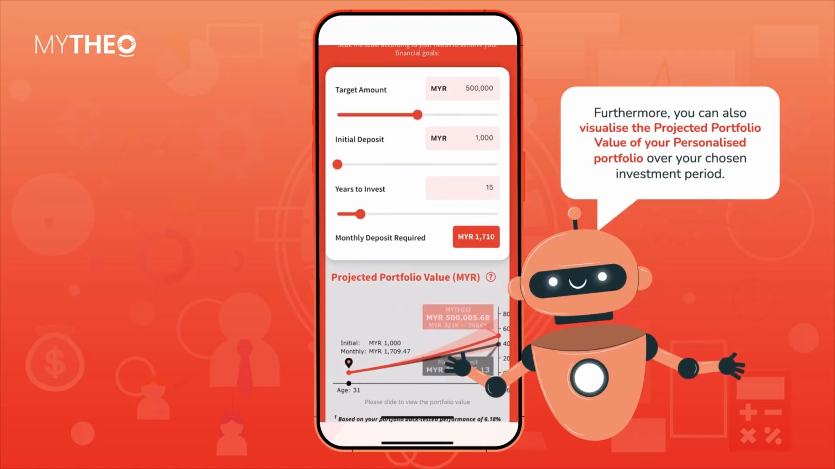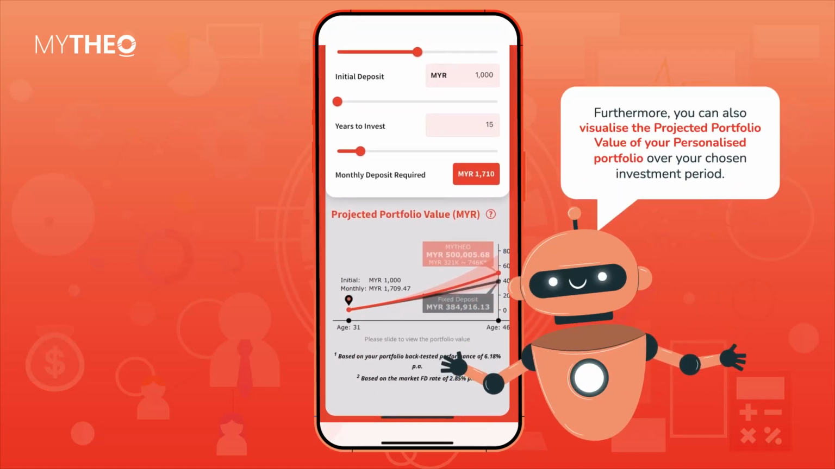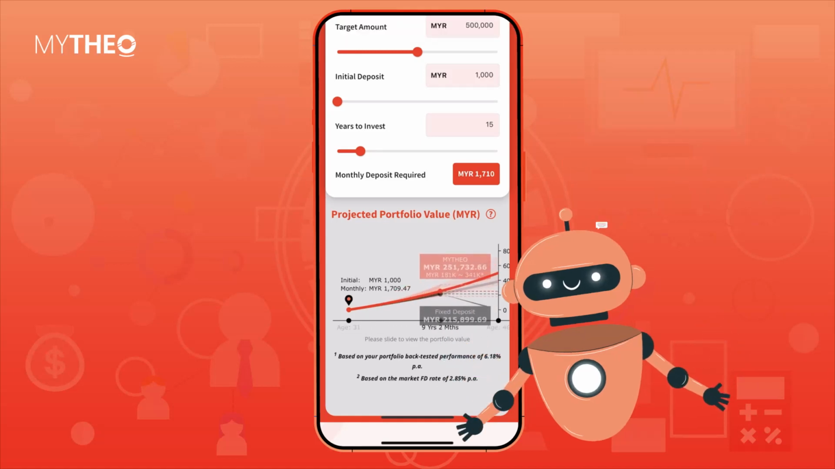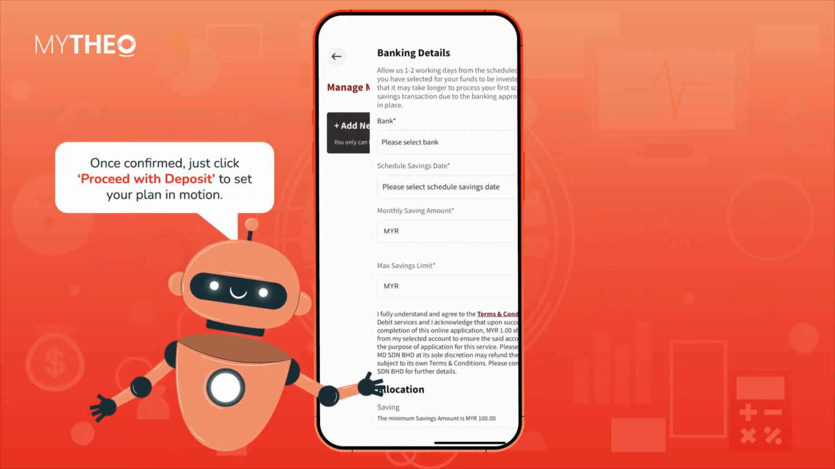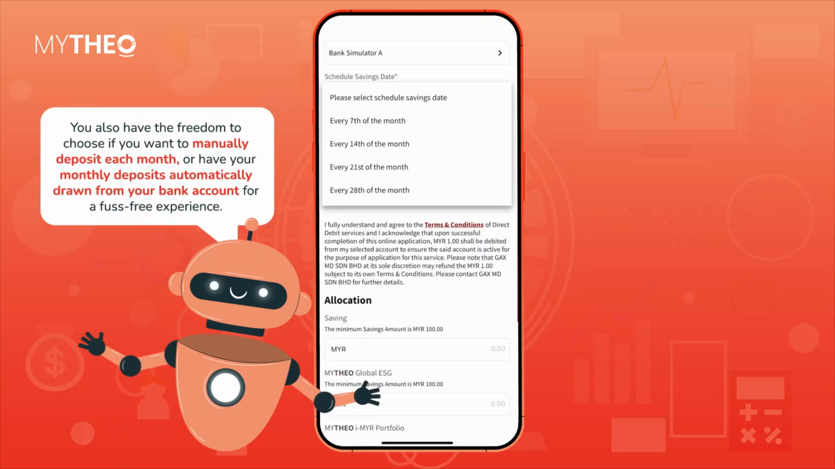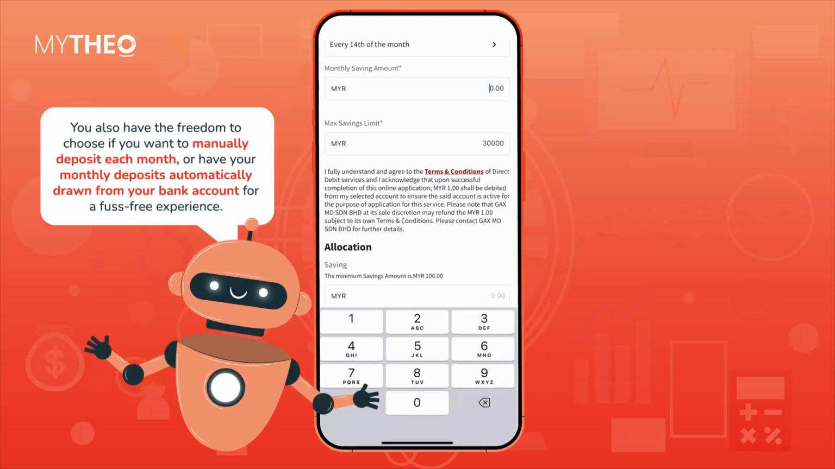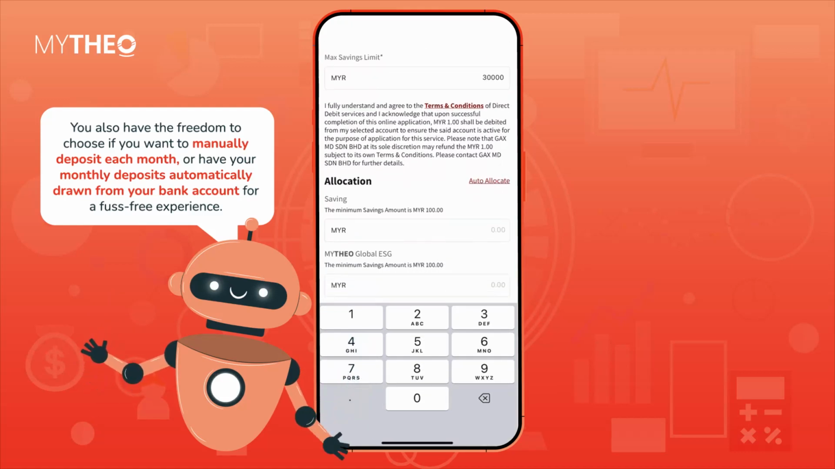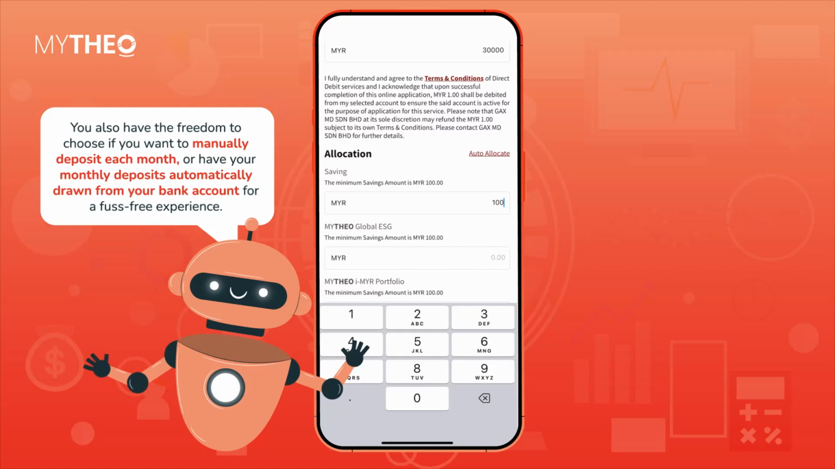Furthermore, you can also visualize the projected portfolio value of your personalized portfolio over your chosen investment period. Once confirmed, just click Proceed with Deposit to set your plan in motion. You also have the freedom to choose if you want to manually deposit each month, or have your monthly deposits automatically drawn from your bank account for a fuss-free experience.